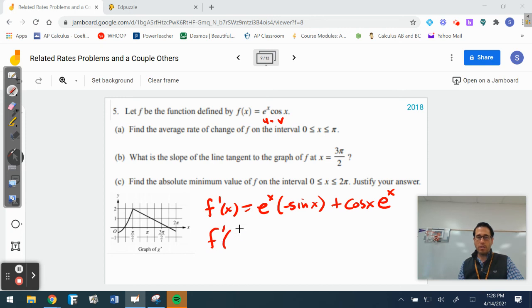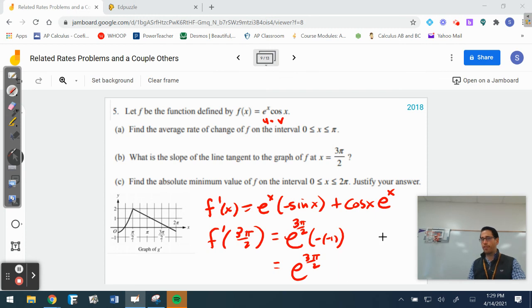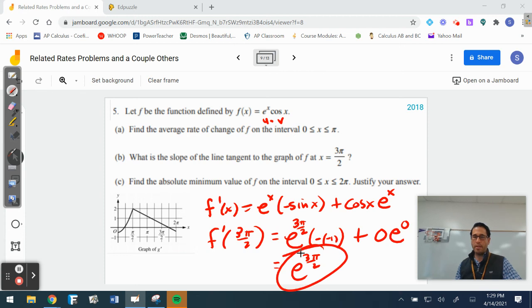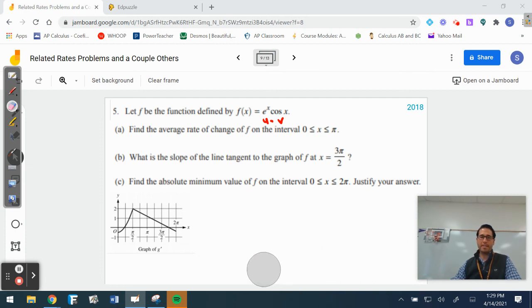But now what am I going to do? I'm going to plug in 3 pi over 2. If I plug in 3 pi over 2, you get e to the 3 pi over 2. And then sine of 3 pi over 2 is actually negative 1. So two negatives equal a positive. So you're just going to end up with e to the 3 pi over 2 for that first piece. All right, let's do the second piece. Cosine of 3 pi over 2 is just 0. So even though it ends up being 0 times 1, that's your answer, and you got 2 points for that. One for doing the derivative correctly, one for being able to get the answer.